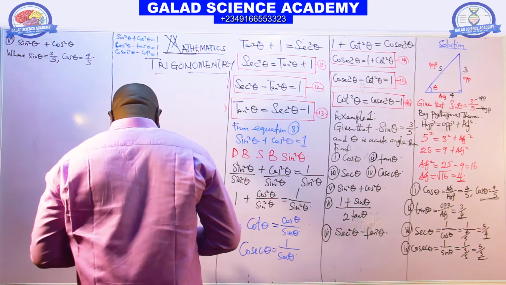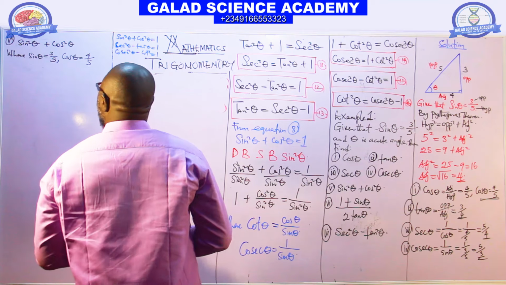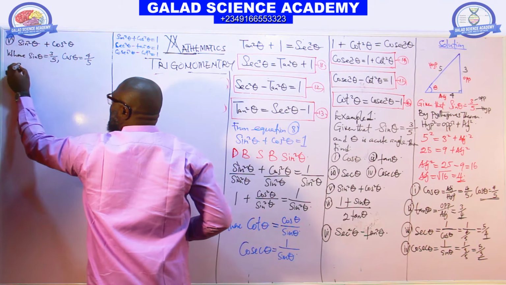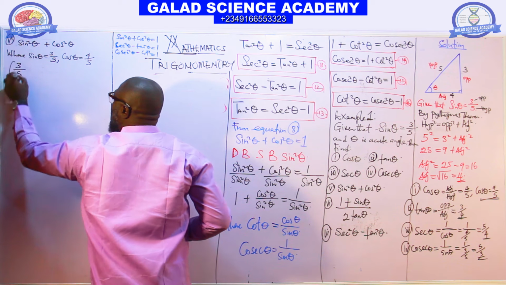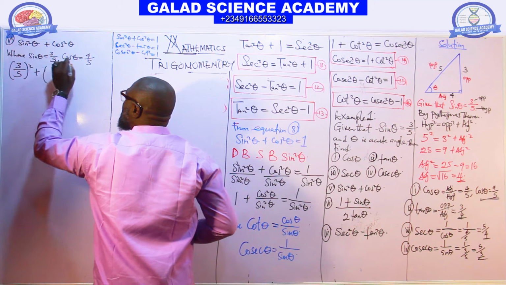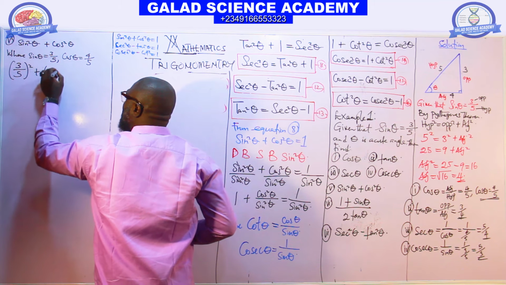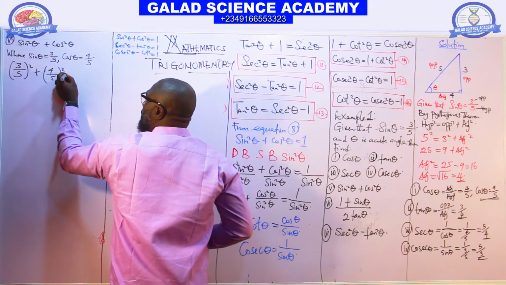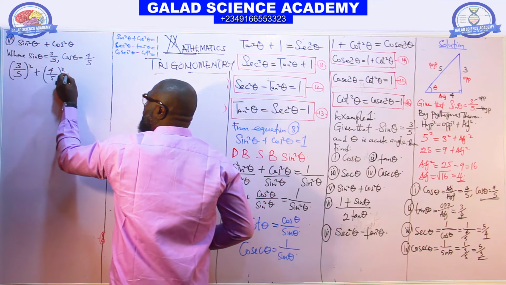Good. So what do we do next now? We now substitute for each. What is sine theta? It's 3 over 5, everything squared, plus cos theta, which is also 4 over 5, everything squared.